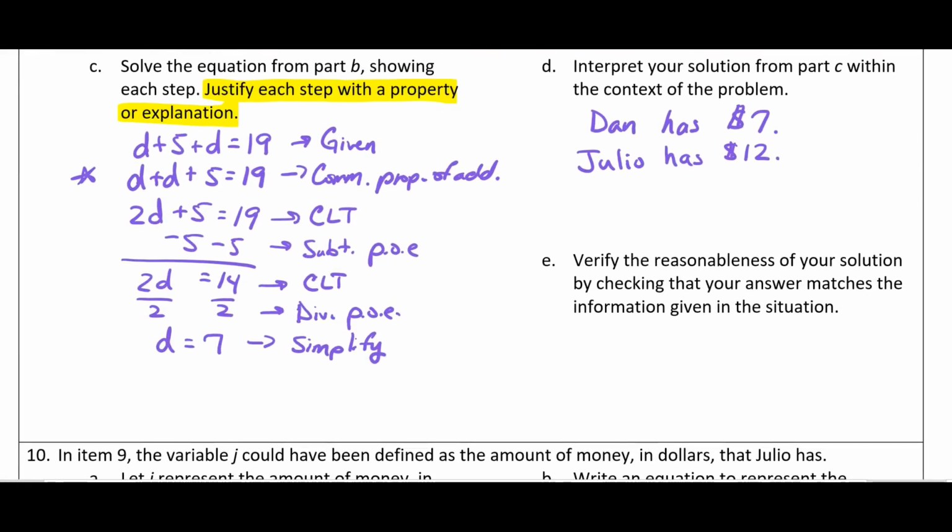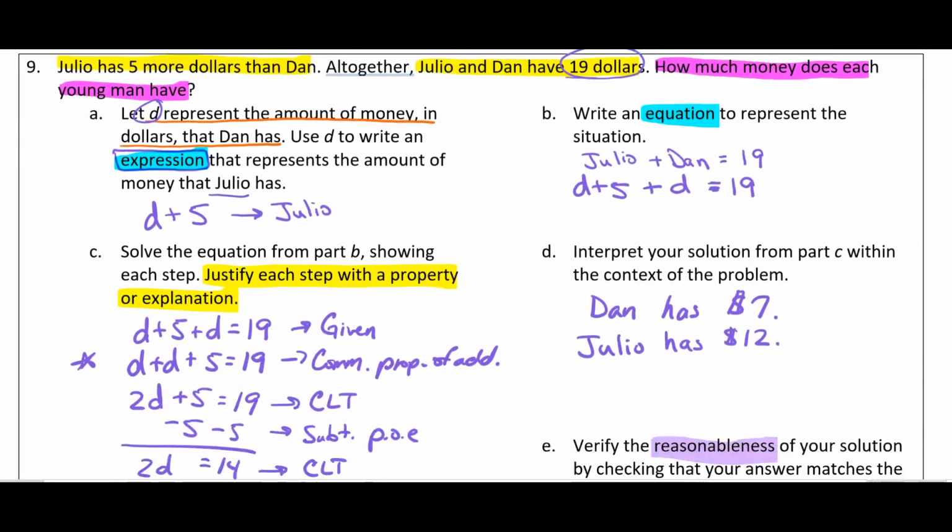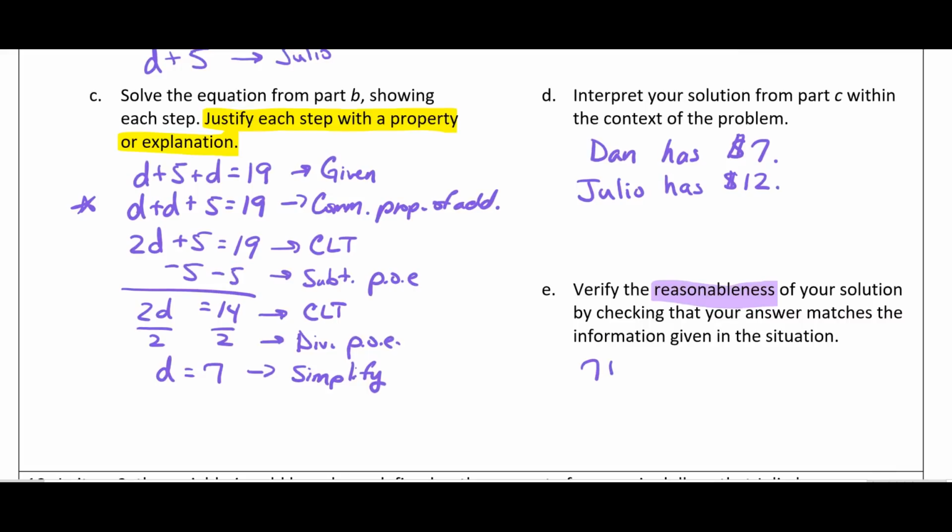Now E says, verify the reasonableness, that's a good word, reasonableness, of your solution by checking that your answer matches the information given in the situation. So they tell us that together they have $19, right? Well, let's check the reasonableness of this. 7 plus 12 equals 19. So they had $19. Okay, that's reasonable. That makes sense.